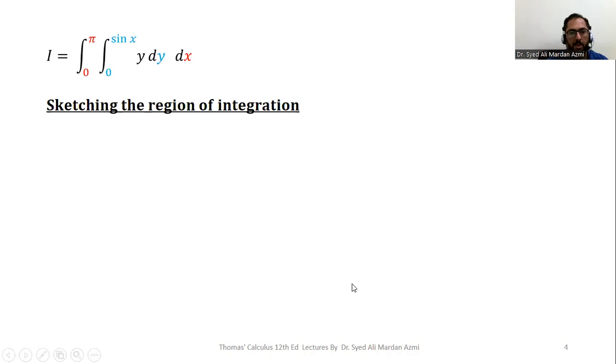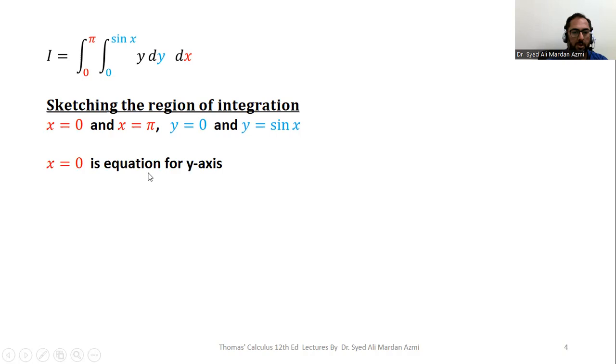In the second part, we will learn how to sketch the region of integration. For the region of integration, we need 4 boundaries. And these boundaries will come from the values of our inner and outer variable, which are available in our limits. The limits of y are 0 and sine of x. So we will take y equal to 0 and y equal to sine of x. And then similarly, we will take x equal to 0 and x equal to pi. And these equations will give us boundaries for our region.